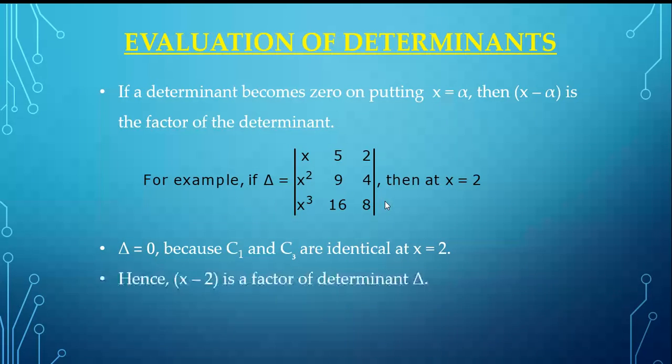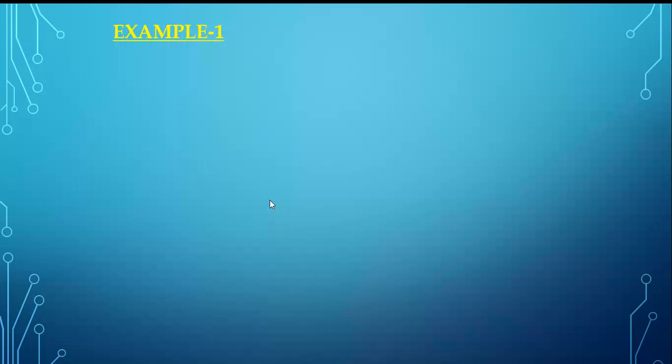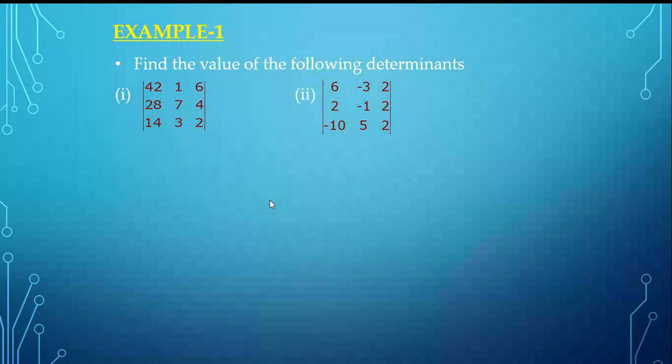So we can say that x minus 2 is a factor of this determinant. Clear? Next, here we take some examples where we use these properties and find the value of the determinant directly. So here we have this determinant, and now find the value of this.